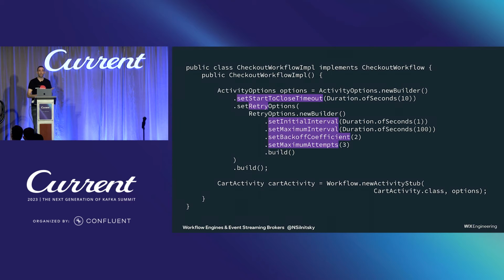At Wix, we also have a very similar mechanism for our Kafka-based Greyhound infrastructure. We allow these kinds of retries and others as well, so we do have feature parity in our case.